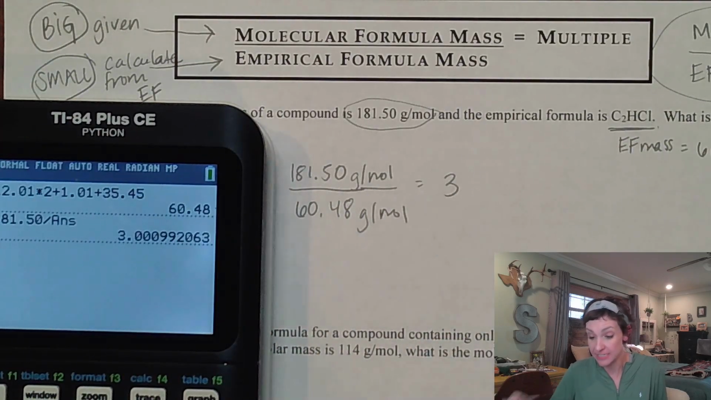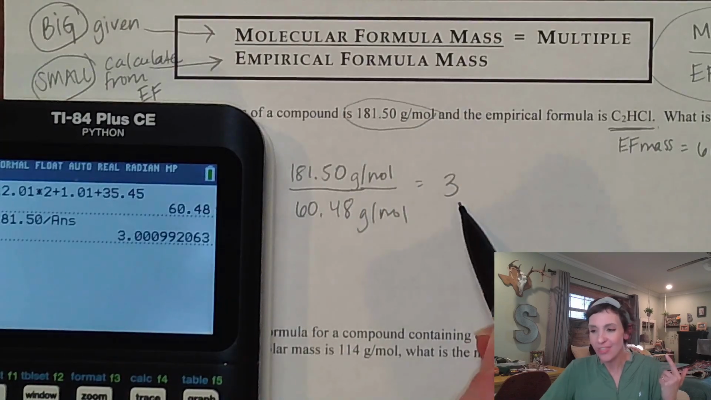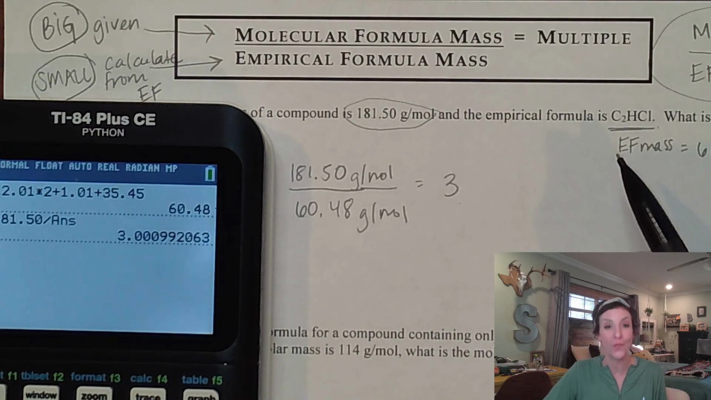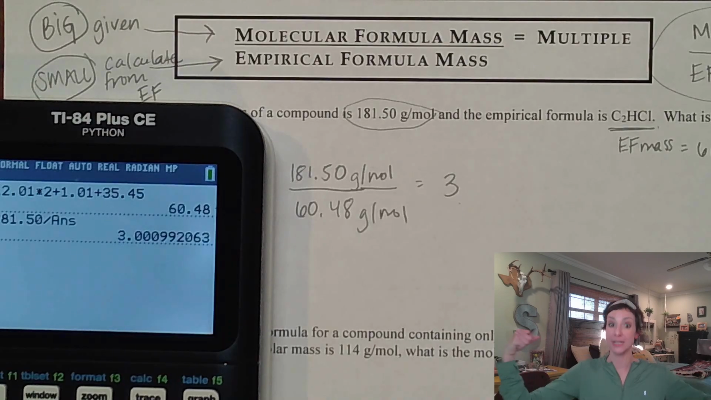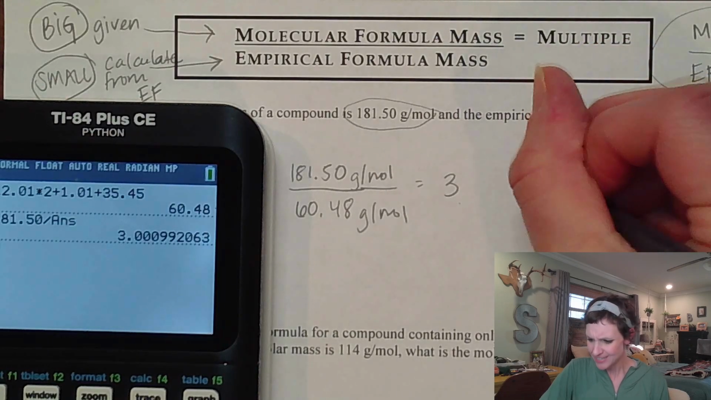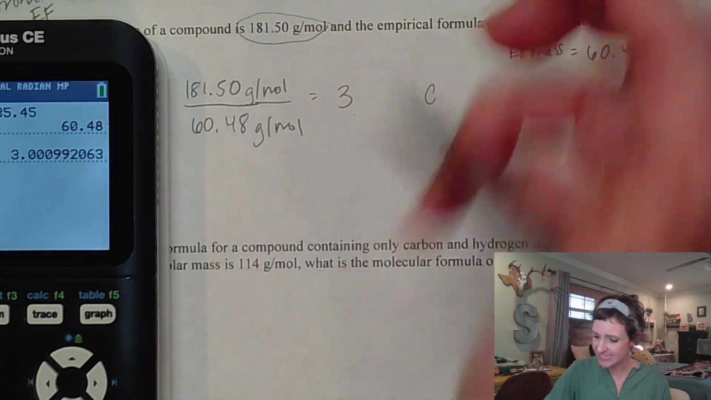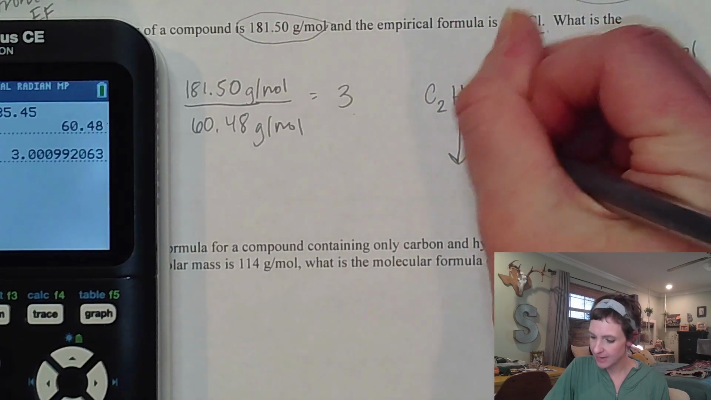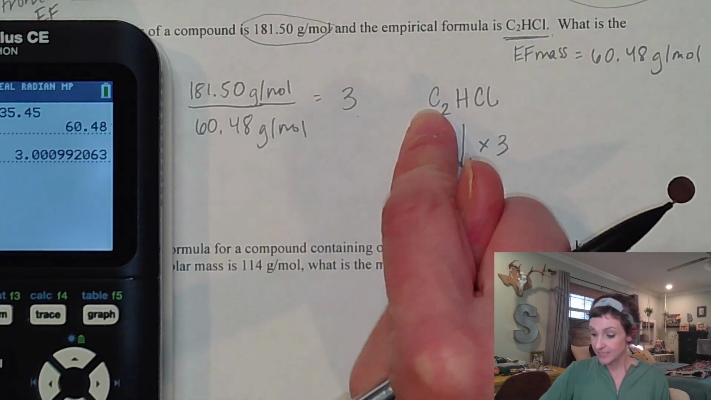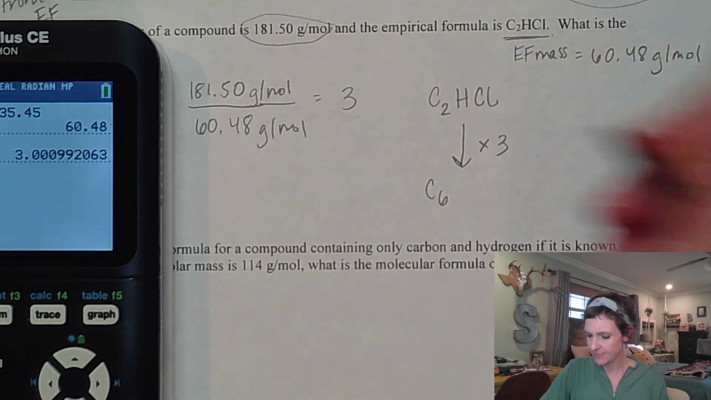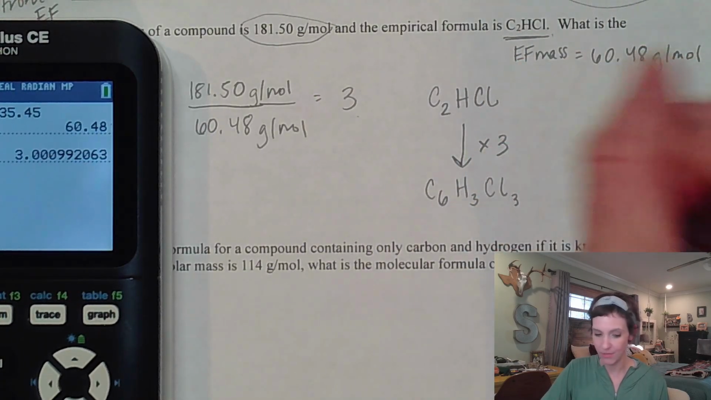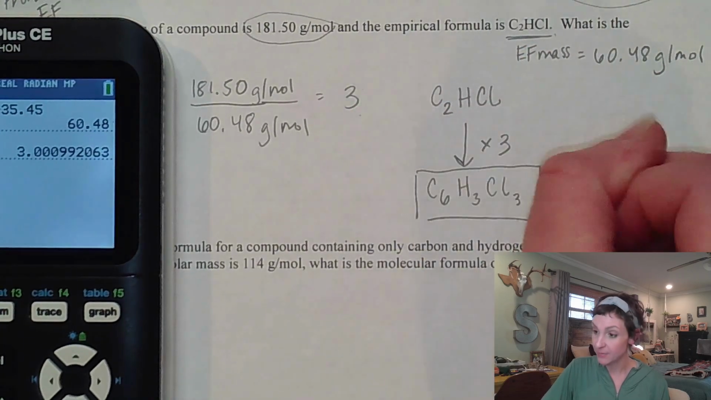That's the same thing we're doing here. We just need to get a whole number to let us know how much I need to multiply the subscripts of the empirical formula by to get the muscled up version of it that is actually in this true compound. So it's a 3. That means I take my empirical formula of C2HCl and multiply it by 3. C2 times 3 is C6. H times 3 is H3. And then finally, Cl will be Cl3. So this is my molecular formula.